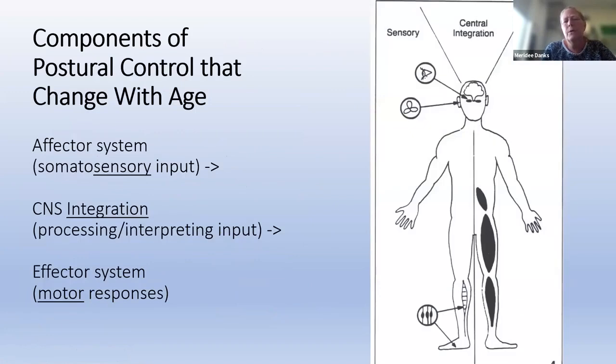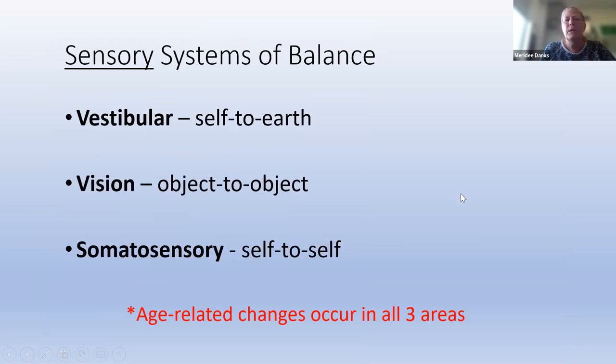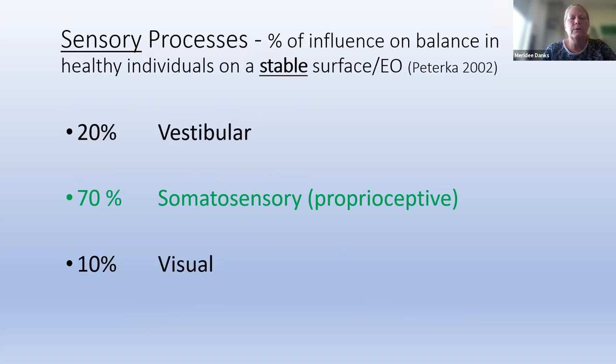So if we look at the components of posture, we have the sensory components, the motor components, and then putting it together, the integration in the central nervous system. So the sensory system of balance: vestibular kind of senses self to earth, vision, object to object, and somatosensory, self to self. They're all related. They all can be changed as we age. They usually will be declining. So it's very important that we assess these on our older individuals.